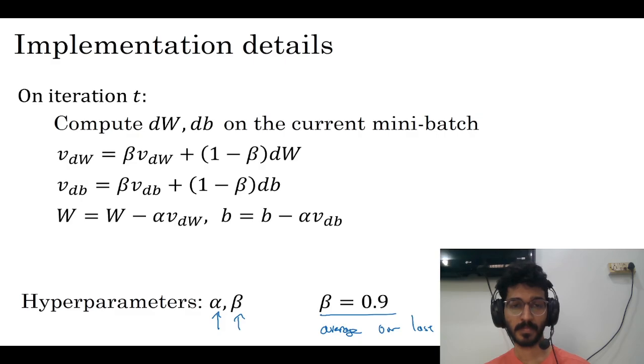And how about bias correction? Do you want to take VdW and Vdb and divide them by 1 minus beta to the t? In practice, people don't usually do this, because after just 10 iterations, your moving average will have warmed up and there's no longer a bias estimate. So in practice, I don't really see people bothering with bias correction when implementing gradient descent with momentum.